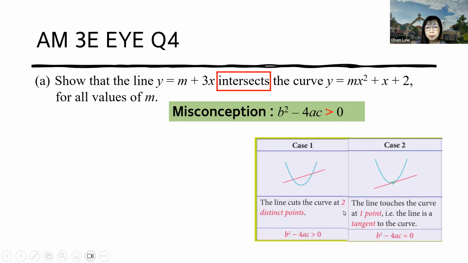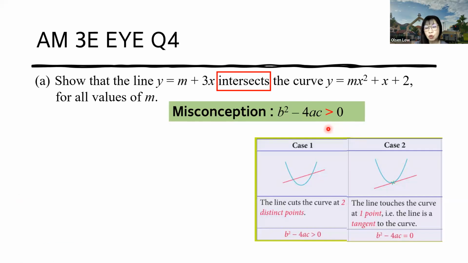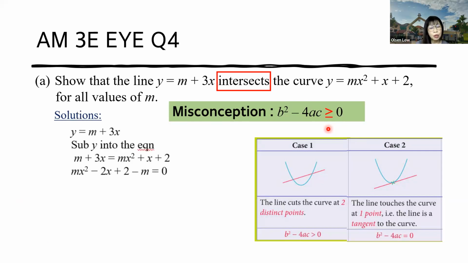Putting these two together, we will note that the discriminant, instead of greater than 0, has to be greater or equal to 0. So it's a combination of these two conditions. Given this, we can start to apply the simultaneous equation concept. We substitute y equals to m plus 3x into the curve, which is mx squared plus x plus 2. Combining these two, we will be able to get a quadratic equation over here.